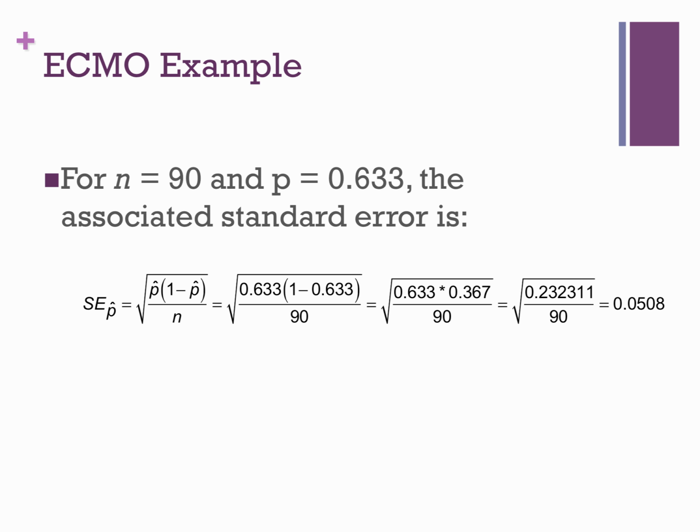In the ECMO example, n is 90, and then remember our p-hat is 0.633. The associated standard error is 0.0508.